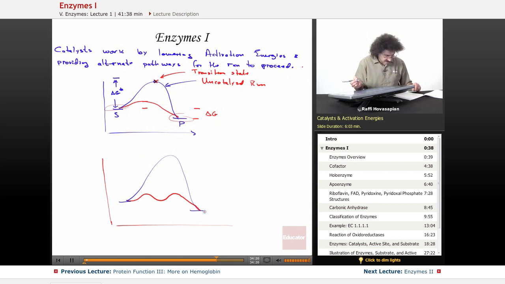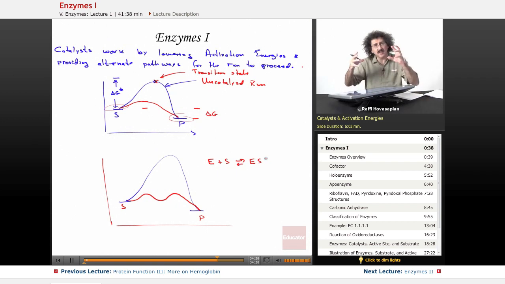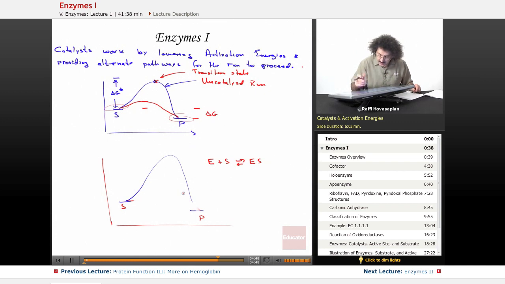Something like this. So here what we have is enzyme plus substrate. It's going to form something called the enzyme-substrate complex. Once the substrate binds to the enzyme, now we have this thing. Actually, let me do 2 hills because I need 2 hills. 1, 2.